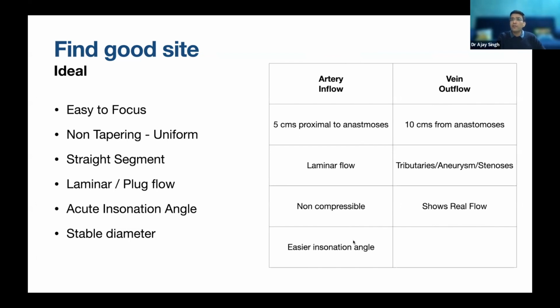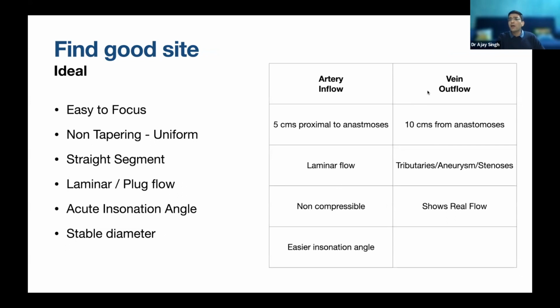But a problem with the brachial artery is that it can overestimate the blood flow, because the flow which is going distal to the fistula will also be included in the brachial artery flow measurement, and there can be significant variation in the diameter of the artery during systole and diastole. So that can affect the blood flow measurement.